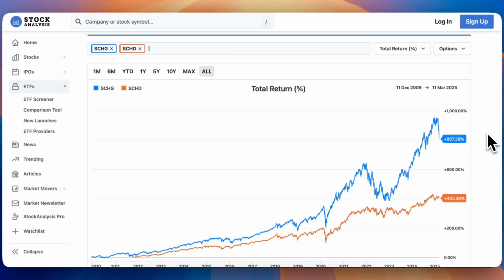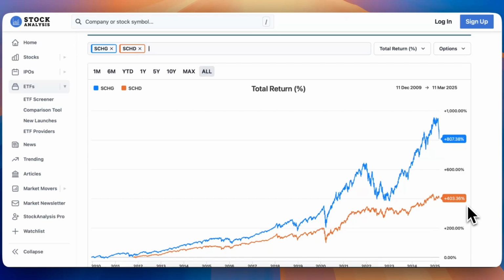The best time to buy SCHG is during market downturns, and the best time to buy SCHD is to buy during market highs. The main benefit of growth ETFs, such as SCHG, is high capital appreciation. And the main benefit of SCHD is steady income and stability. SCHG, the growth ETF, is going to be very risky compared to SCHD, the dividend ETF, which is going to be moderate to low risk.